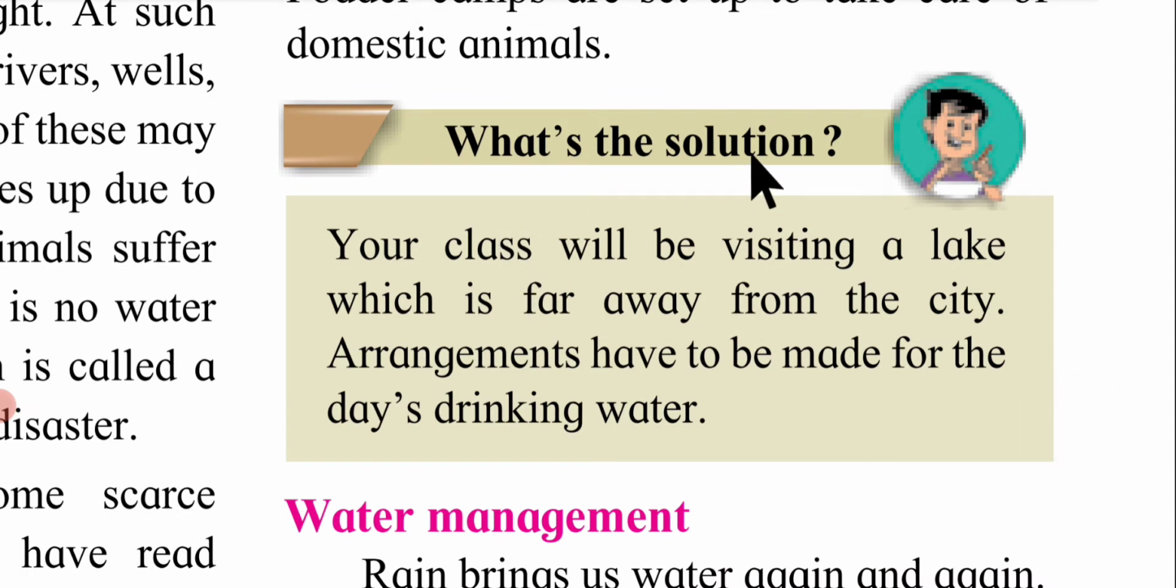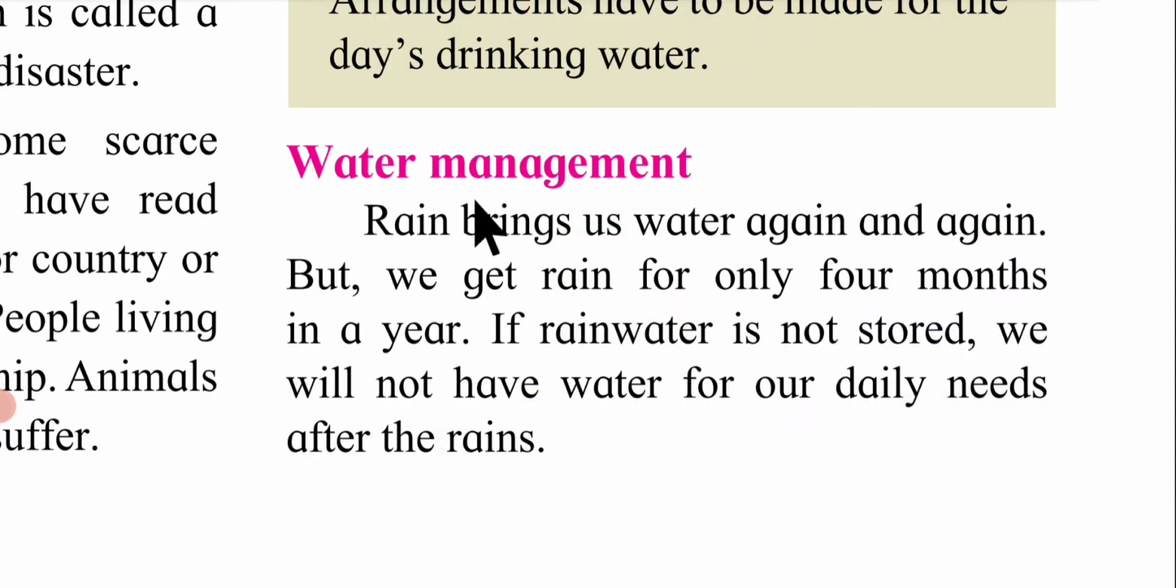What's the solution? Your class will be visiting a lake which is far away from the city. Arrangements have to be made for the day's drinking water. Water management. Rain brings us water again and again. But we get rain for only 4 months in a year. If rainwater is not stored, we will not have water for our daily needs after the rains.